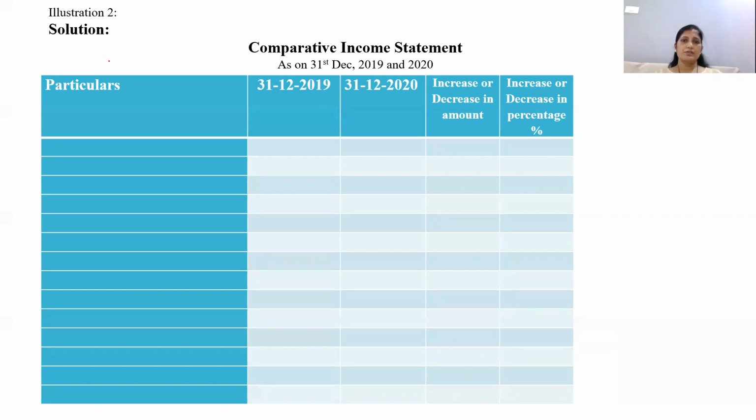So solution, draw this table now. Comparative income statement as on 31st December 2019 and 2020. Make 5 columns. First one is particulars. 31st 12/2019 and 31st 12/2020. Increase or decrease in amount. Next one is increase or decrease in percentages. Draw this table.